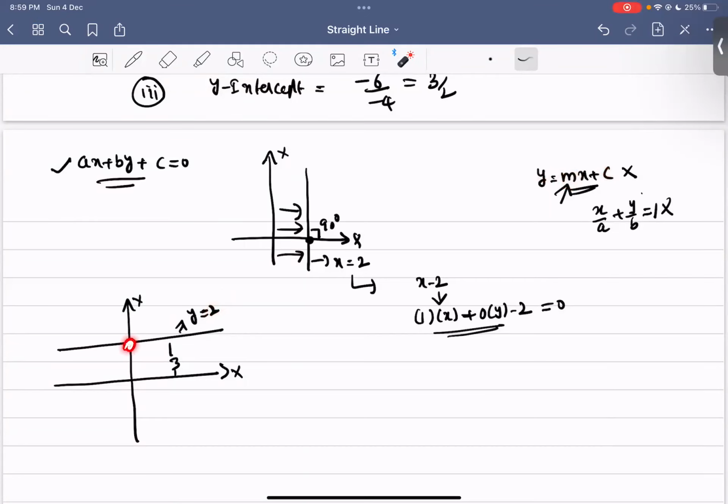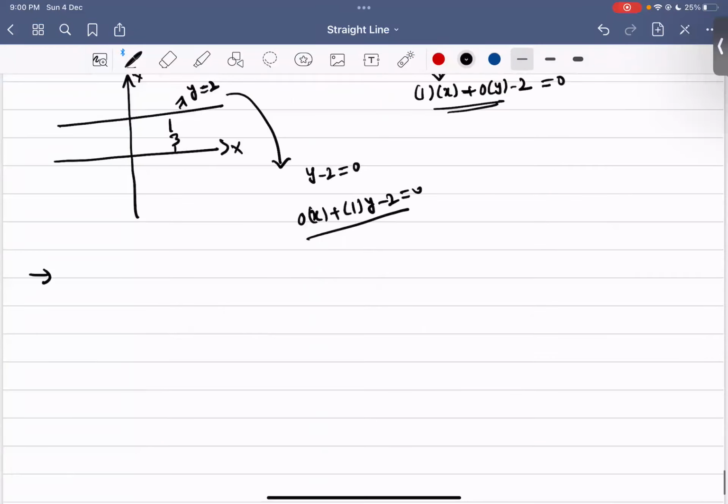Y-intercept is there. But here we cannot handle with this form. Yes or no? Here x-intercept is undefined, a is undefined. But we can handle with this form, ax plus by plus c equal to 0. Because how can you write this one? Y minus 2 equal to 0, that is 0 into x plus 1 into y minus 2 equal to 0. This is the general form.